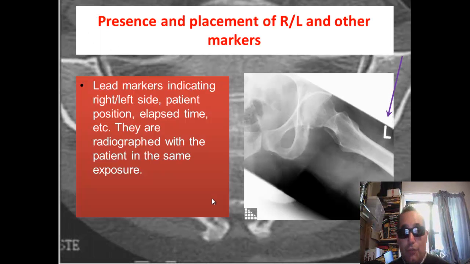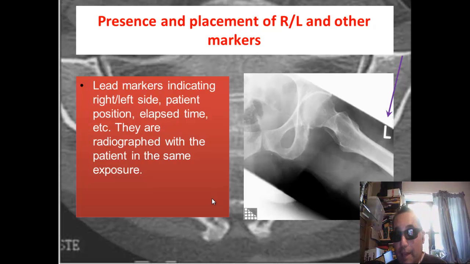Right and left markers. We spoke about this earlier, but it's important to really make sure that you understand the consequences that a simple mistake can make. Again, a marker defined by law must be present during the actual exposure. It means they must be on the image plate, on the image receptor. Somehow it must end up on your ultimate image.